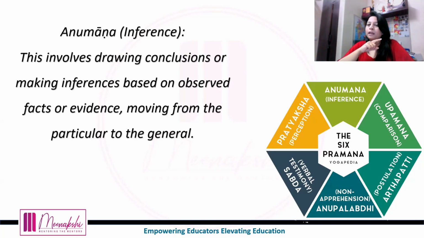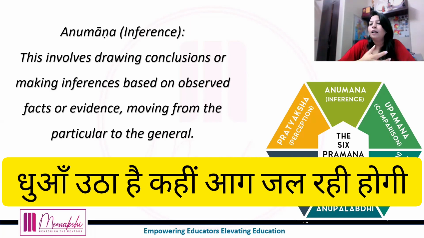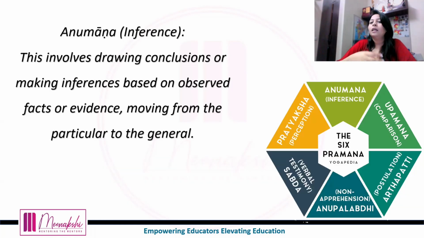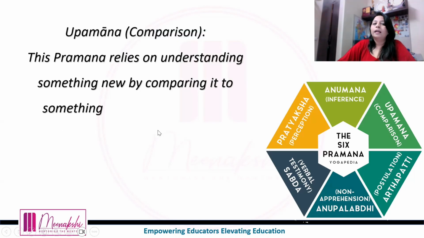For example, if I see somewhere the smoke is coming out, what anuman, what inference will I make? There must be a fire somewhere, that's why I can see that smoke. So we start making anumans, we make inferences based on our observations, some facts or some evidences there, right? And then we start making anumans. Anuman is inference.